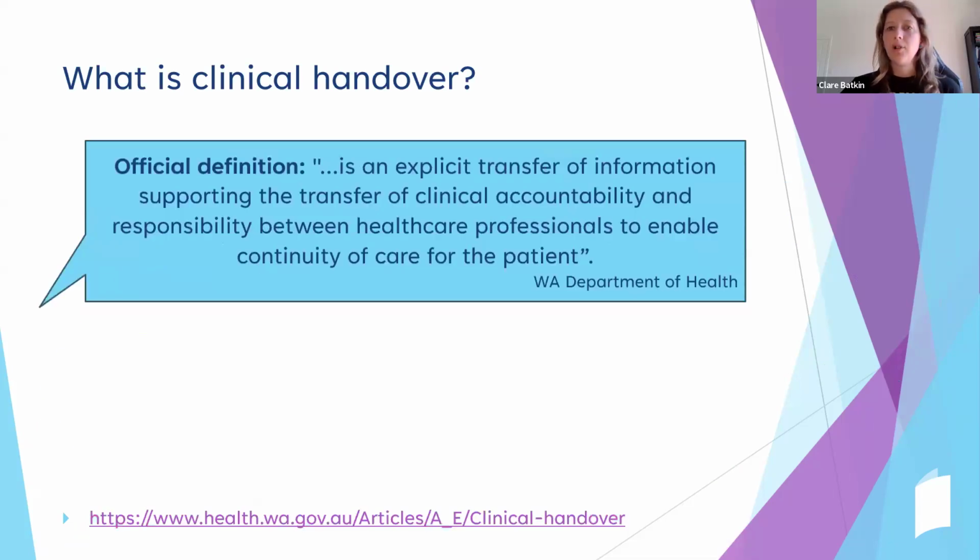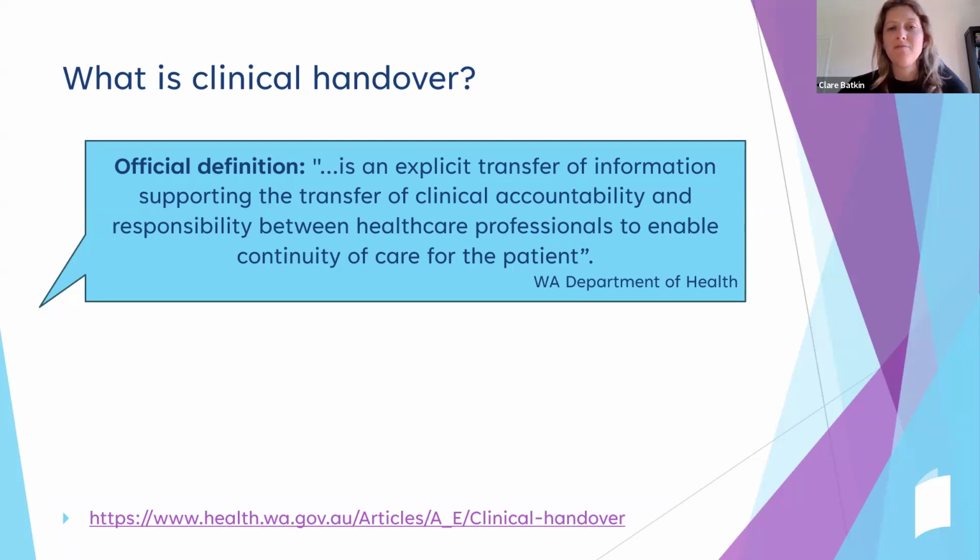Now, if you do a bit of Googling, you'll probably come up with some very long-winded, jargony official definitions, such as this one from the WA Department of Health. It says it's an explicit transfer of information supporting the transfer of clinical accountability and responsibility between healthcare professionals to enable continuity of care for the patient. So that may make lots of sense to you, but otherwise it could be quite confusing.